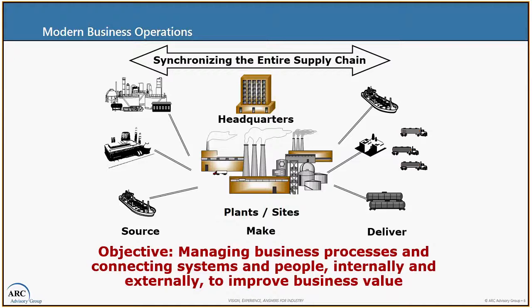When you take a look at the traditional view of the source, make, deliver model, it becomes clear that it requires the synchronization, orchestration, and management of business processes across the enterprise. These processes include people and systems and are both internal and external. In order to improve this, you need to know and understand the contribution made by the production assets that are involved in converting the raw materials into the finished products that are delivered to your customer.